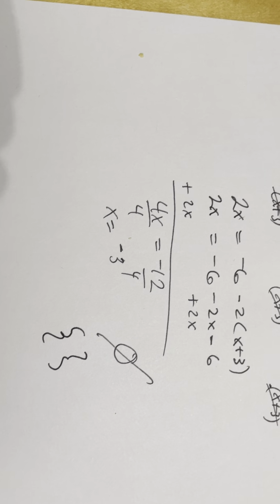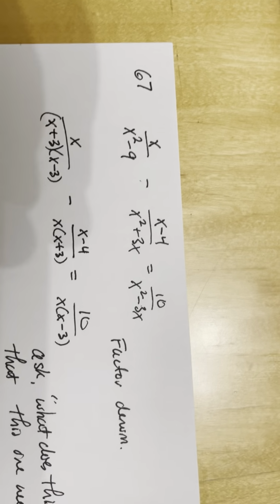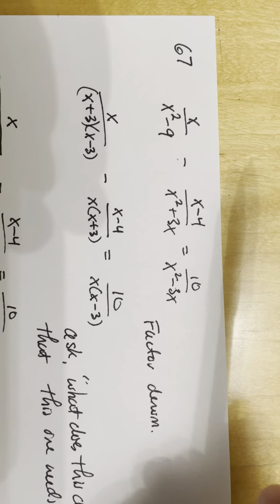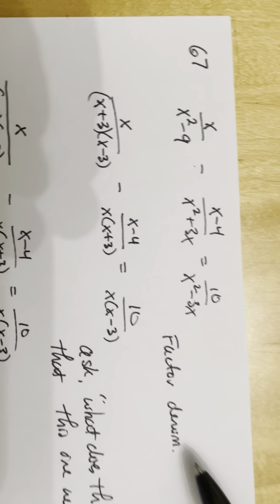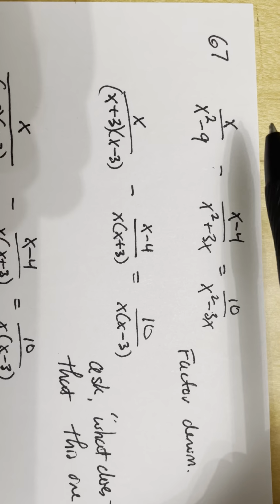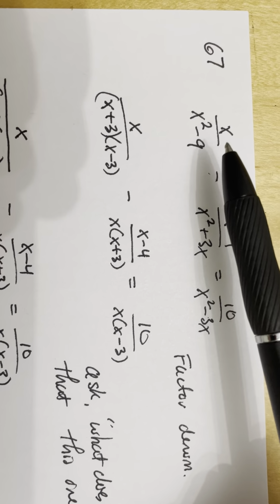Now we're going to do number 67 from that same page. And I'm going to try and write it down a little bit more detailed than I have been. So I have x over x squared minus 9 minus x minus 4 over x squared plus 3x equals 10 over x squared minus 3x.